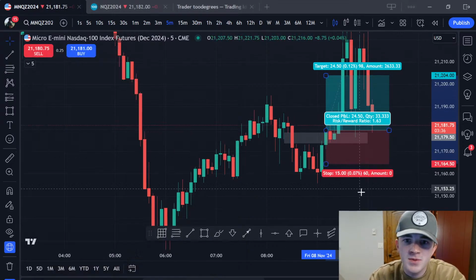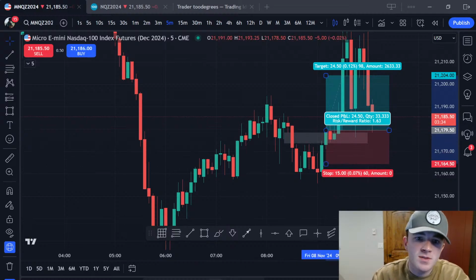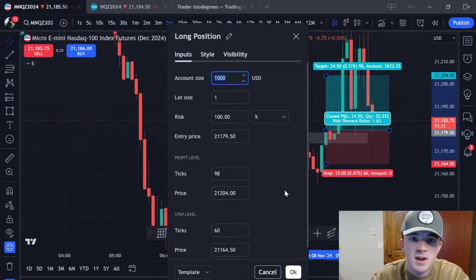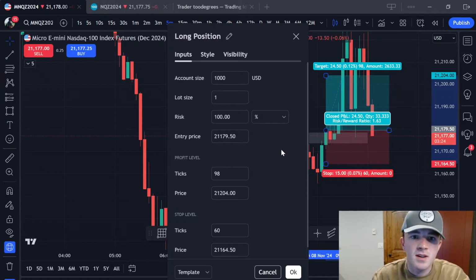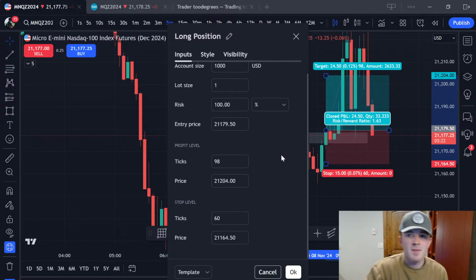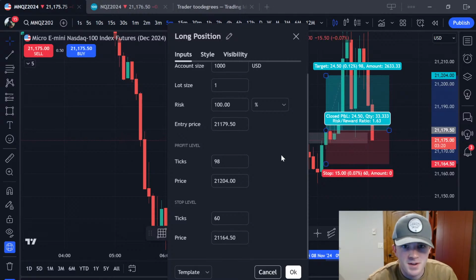Wait, you can set it up automatically in TradingView though, I think. Lot size. Yeah. It'll tell you. Okay. I think you can set it up automatically so it'll calculate it for you. Look.